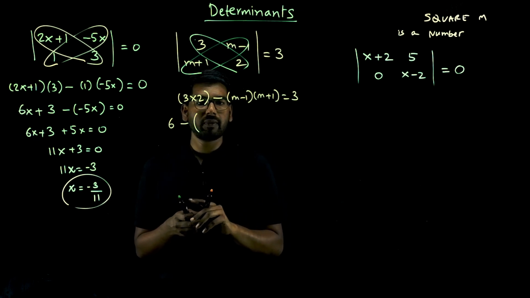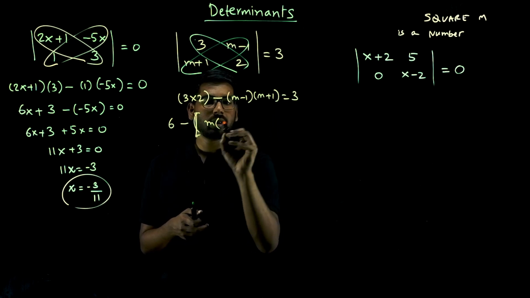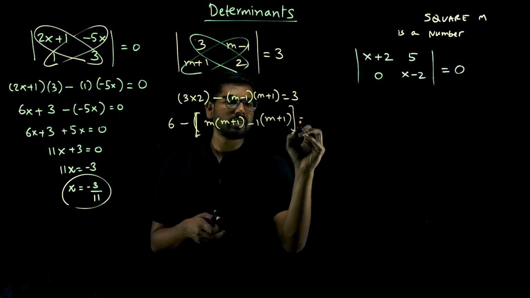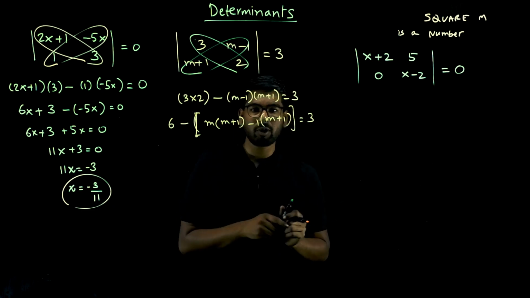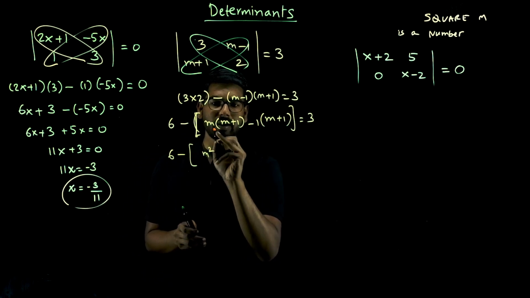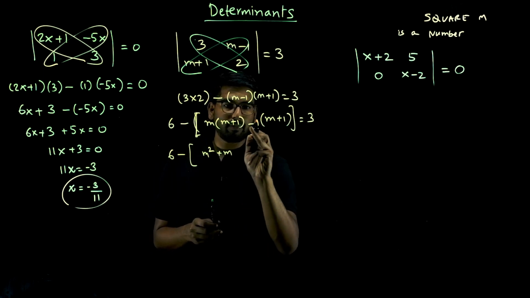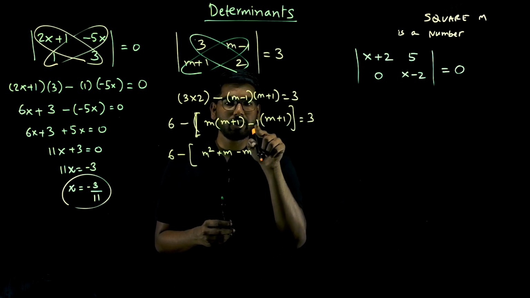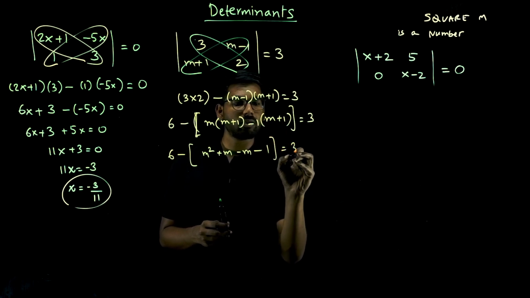Okay. So what will you do? I'll put a big bracket here. m into m plus 1 minus 1 into m plus 1 is equal to 3. ಎರಡು ಪಾಲಿನಾಮಿಯಲ್ ಮಲ್ಟಿಪ್ಲೈ ಮಾಡಬೇಕಂದ್ರೆ ಫಸ್ಟ್ ಟರ್ಮ್ ಇಂಟು ದ ಪಾಲಿನಾಮಿಯಲ್, ಸೆಕೆಂಡ್ ಟರ್ಮ್ ಇಂಟು ದ ಪಾಲಿನಾಮಿಯಲ್ ಮಾಡಬೇಕು. ಸೊ ಏನಾಗುತ್ತೆ 6 ಮೈನಸ್ ಬ್ರಾಕೆಟ್ m ಇಂಟು m ಏನಾಗುತ್ತೆ m ಸ್ಕ್ವೇರ್, m ಇಂಟು 1 ಏನಾಗುತ್ತೆ m, ಎನಿಥಿಂಗ್ ಇಂಟು 1 ಇಸ್ ಸೇಮ್. ಓಕೆ, ಮೈನಸ್ 1 ಇಂಟು m ಏನಾಗುತ್ತೆ ಮೈನಸ್ m, ಮೈನಸ್ 1 ಇಂಟು 1 ಇಸ್ 1 is equal to 3.